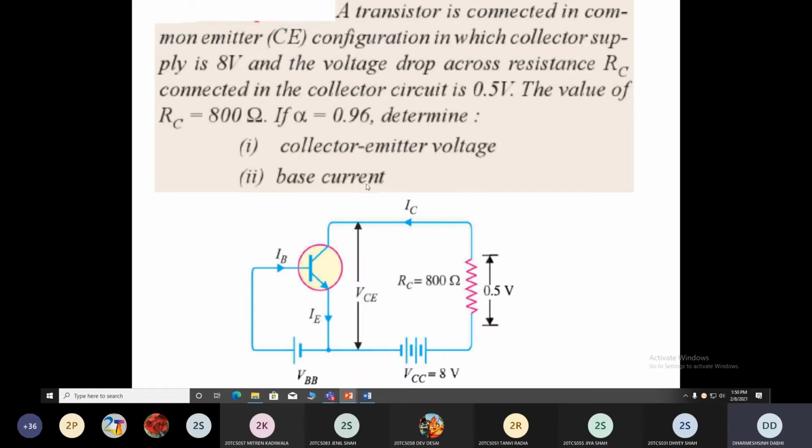Next, calculate the base current IB. Here alpha is given. You know the relationship between beta and alpha. We saw it in theory just now. The relation between beta and alpha: beta is equal to alpha upon 1 minus alpha. Yes, very good. Beta is equal to alpha divided by 1 minus alpha. So calculate the beta value. What do you get? 24. Yes, very good.